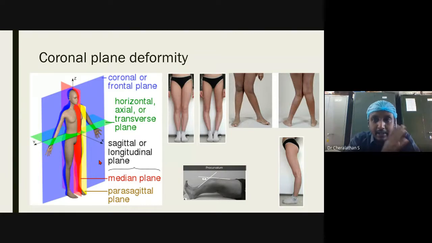And exactly perpendicular to this plane is the sagittal plane, right? Now the sagittal plane can be either through the central point or the midpoint. That is called the median plane. Anything away from it is the parasagittal plane, right? Sagittal plane is also known as the longitudinal plane.